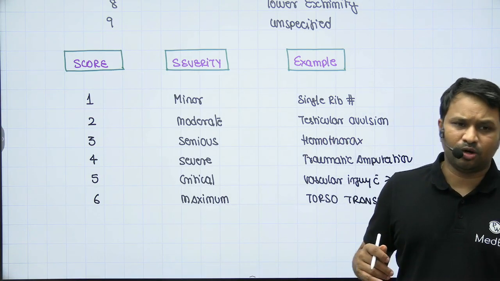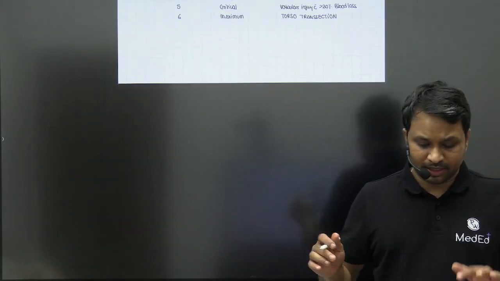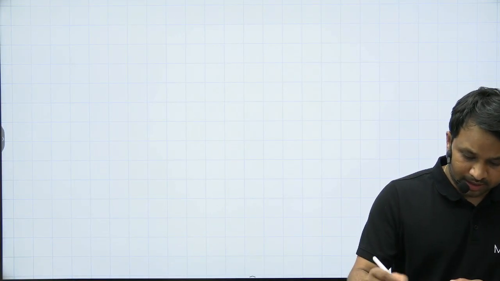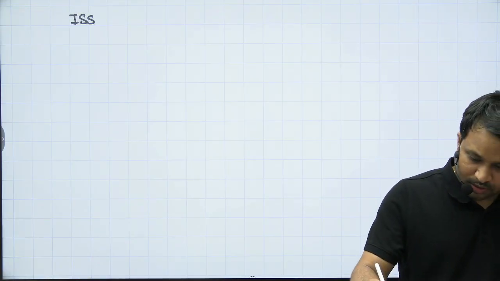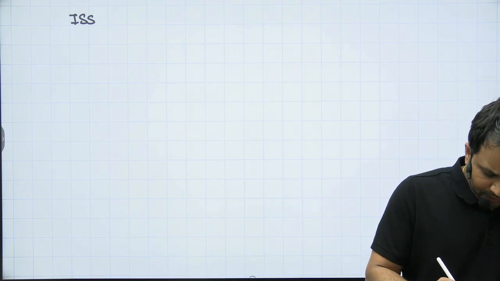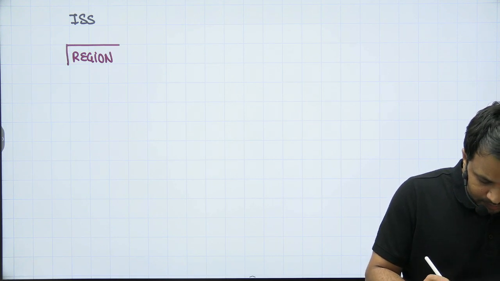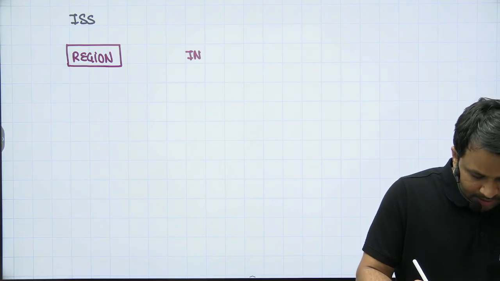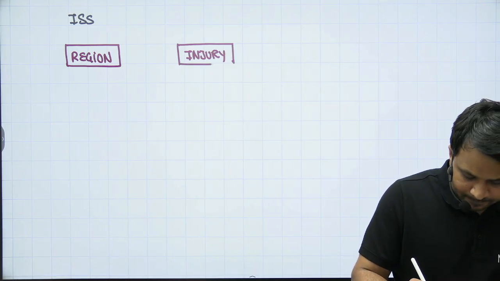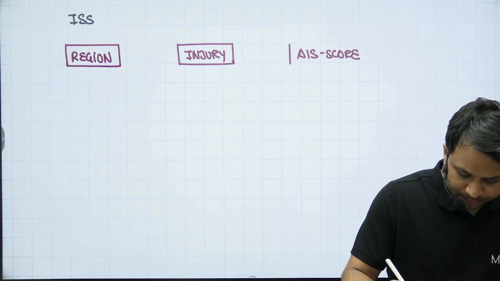Now you'll say, okay, sir, all this is fine, but how would you look at it? In order to understand how to calculate the injury severity score, let's say we will classify them on the basis of the body region. On the basis of the body region, then I will talk about the injury. Then we will see the AIS score for that particular injury, right?